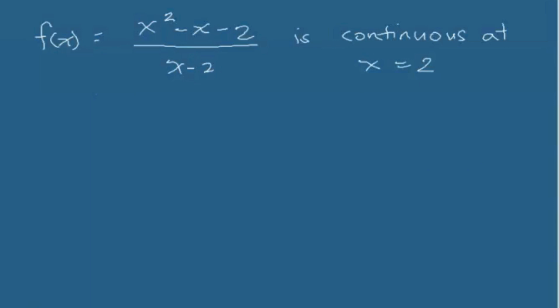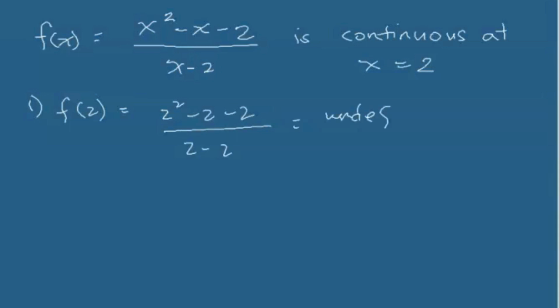Next example, we'll use the same function, but this time the question is, is it continuous or not at x equals 2? By substitution, we can already see that our denominator would become 0, so this will be undefined. But let's proceed with our test. The first step is f of c exists. If we substitute 2, 2 squared minus 2 minus 2 over 2 minus 2, this is undefined because we have a denominator of 0.